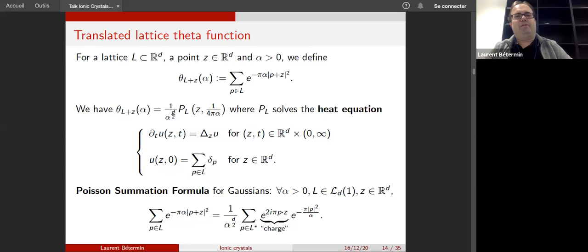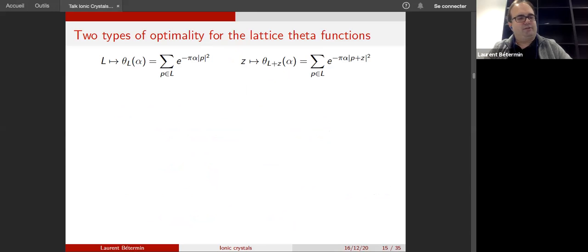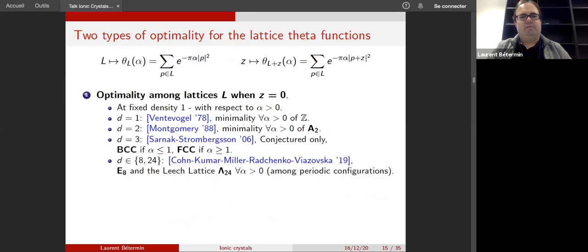Okay, so two types of optimality for this lattice theta function before showing some results. You have two cases. In one case, you put z equal to 0 and you optimize among lattices of fixed density. In the second case, you fix L, the lattice, and you optimize among the shifts, all the possible translations. In the first case, you have to fix the density, otherwise there is no minimizer for your lattices.